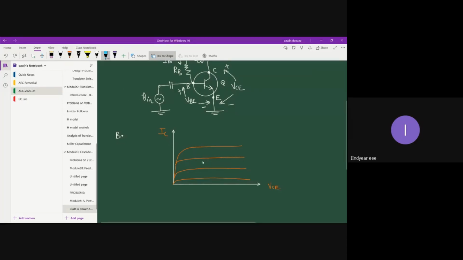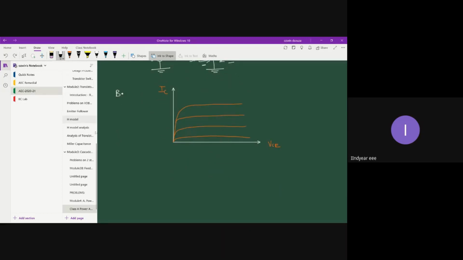Let us select a Q point. First let us construct the DC load line. So this is your output characteristics. Next, let us write first the DC operation. I am going to do the graph construction as well as the operation simultaneously. This operation is divided into two parts, DC operation and AC operation.